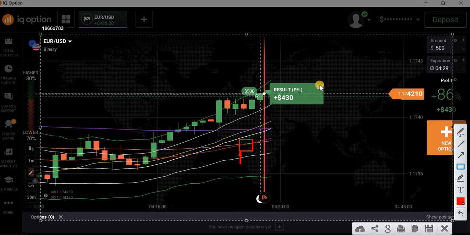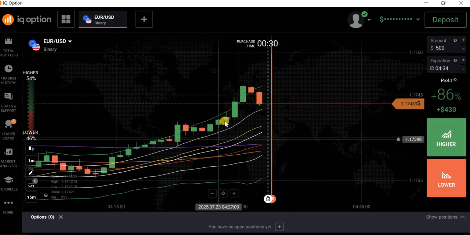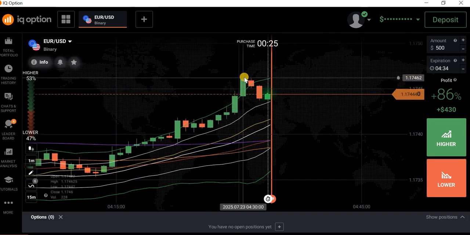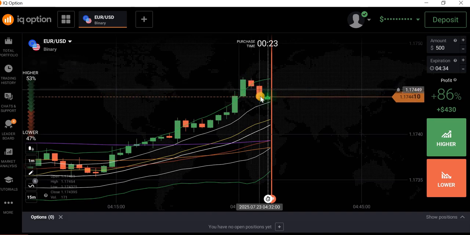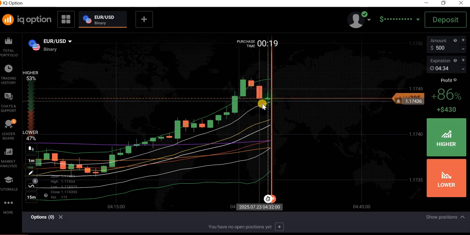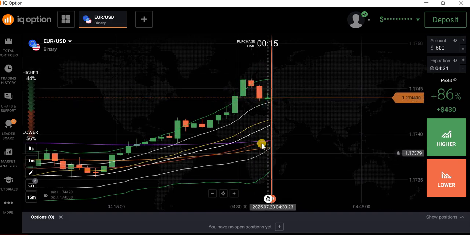You understand? And at this point, we can now start focusing on price action. Okay, you see, I did this trade and look at where it took the price to here, and it has come back down again because it reached the boundary. Now, when it's coming back down, you're looking at the EMAs.